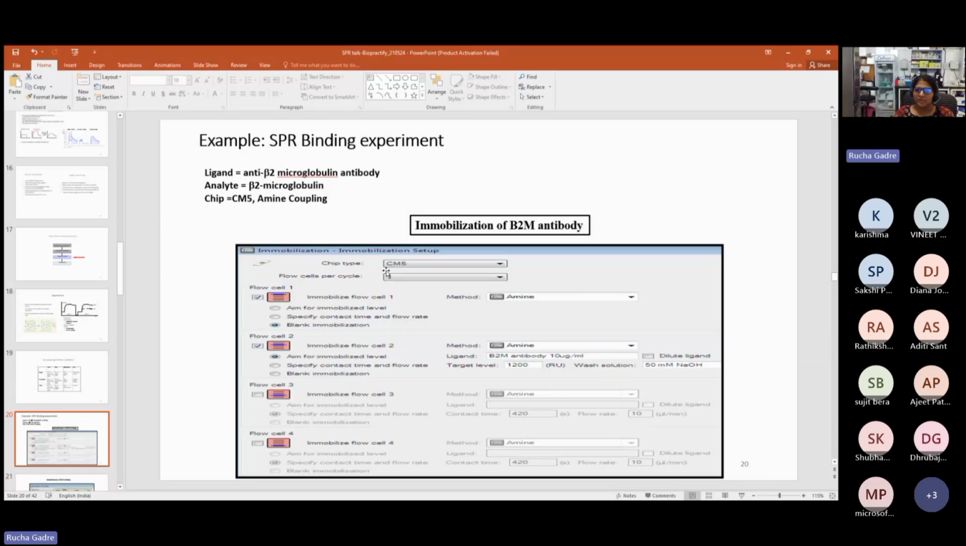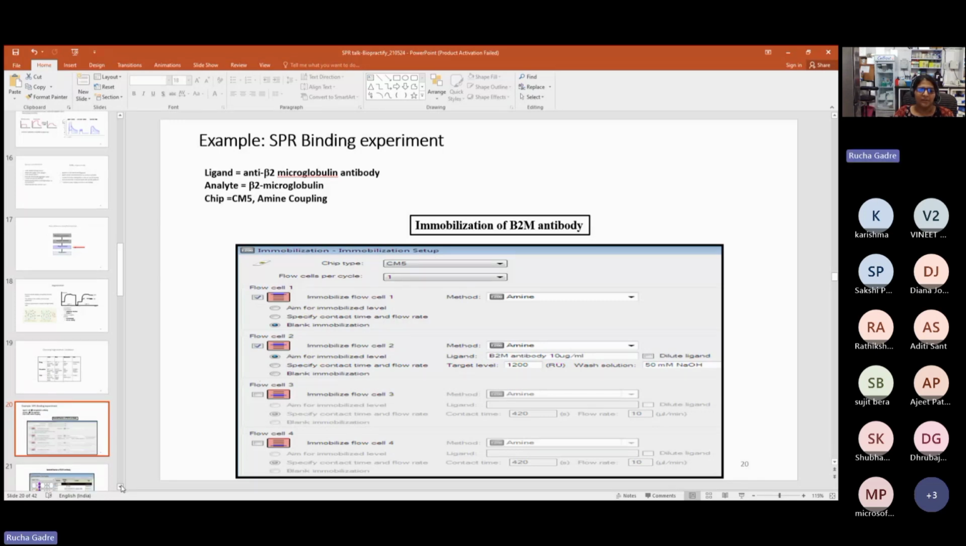As it is shown in this setup, this is how we choose the chip. What are the different chips we can use? Here we are choosing a CM5 chip, which is more versatile. And there are 4 flow cells, out of which we are using 2 flow cells. One is kept as a reference, and another is a test where we immobilize.